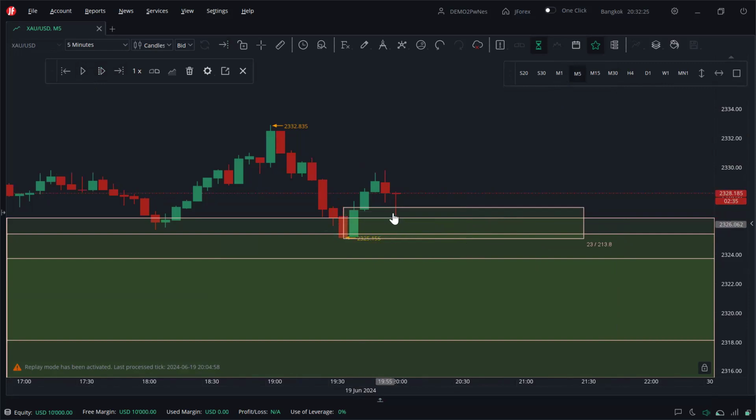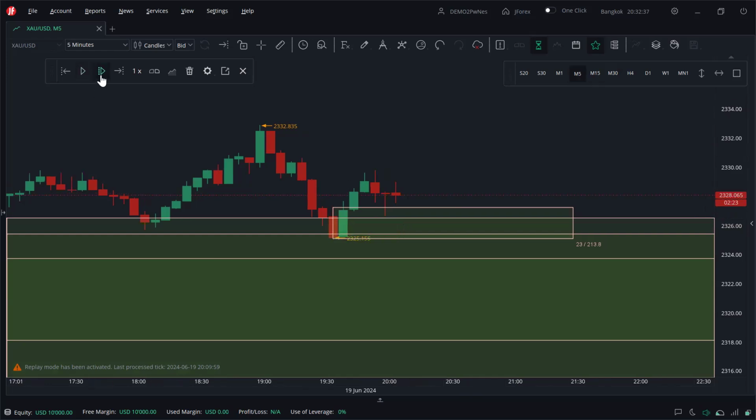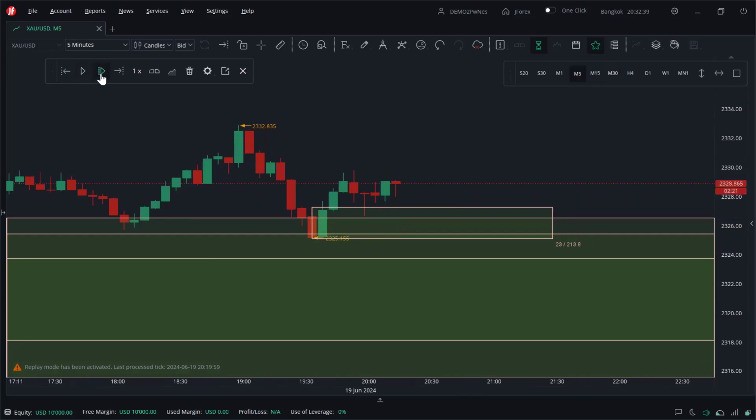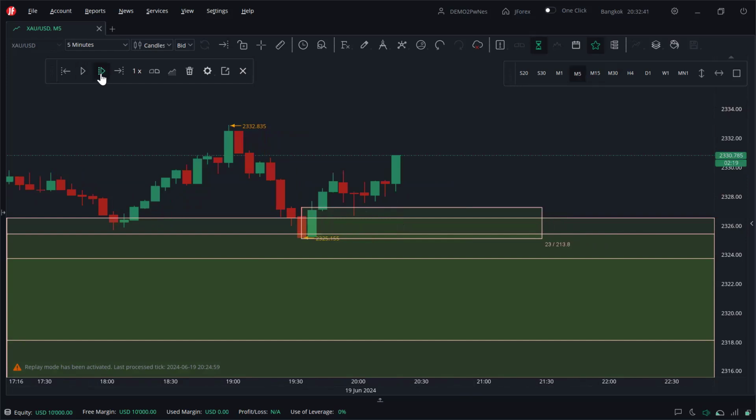Okay, now we have entered the trade. This is high risk. Why is it high risk? It is high risk because it is M5 EG. But anyway, it is a trade. Okay, we are in the trade. Hey, we are in green.